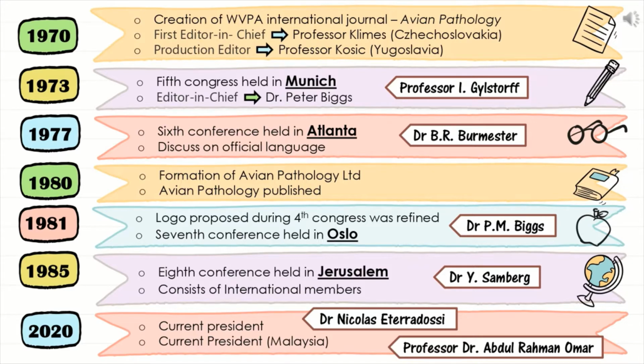The 6th Conference was guided by Dr. Barmeister, where the official language of the journal was discussed, and Avian Pathology was published in 1980 in English. Dr. Beeks was elected as the president in 1981 during the 7th Conference, where the earlier proposed logo was refined.